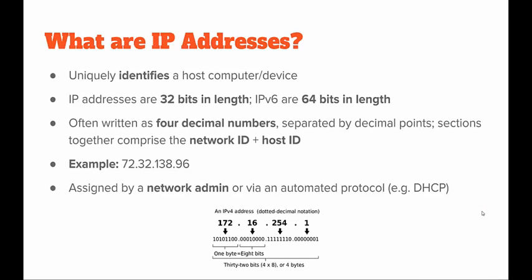Something you may have heard of in your travels is the idea of an IP address. This is simply a numeric identifier which uniquely identifies a host computer or device. IP addresses are normally 32 bits in length. With IP version 6, they are 64 bits in length. Often you see them written as 4 decimal numbers separated by decimal points. The sections together comprise both the network ID and the host ID. You see an example here, 72.32.138.96.